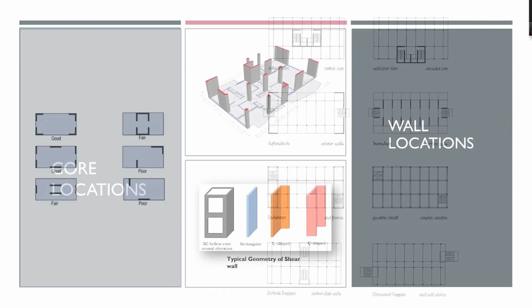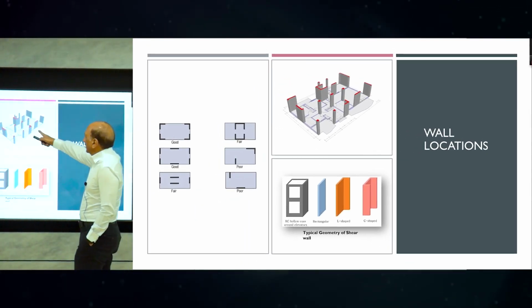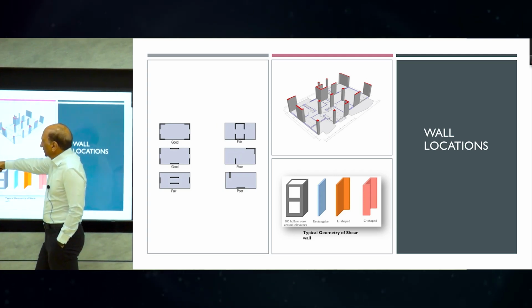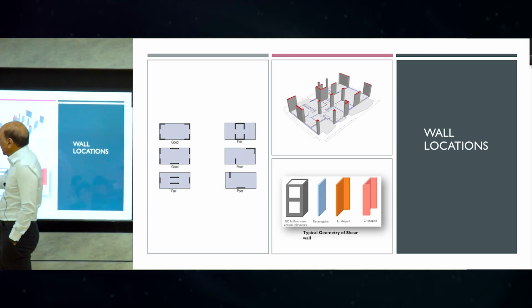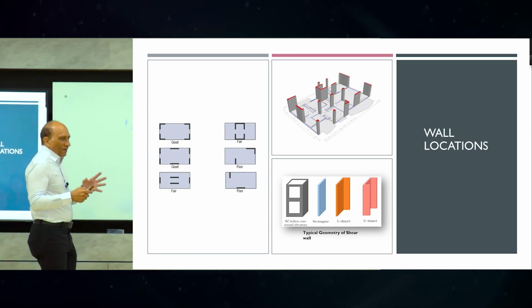Okay. So this is, once again, typical core wall locations. This can be like this and this. So you can distribute the walls in many locations. This is a good configuration, poor configuration, fair, and so on. So just, roughly looking at that.